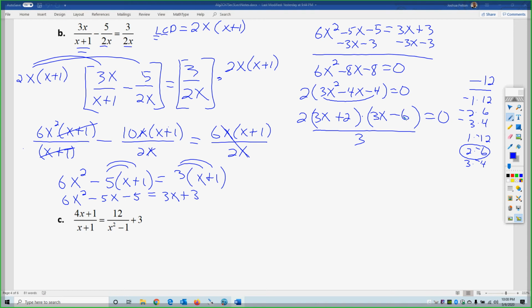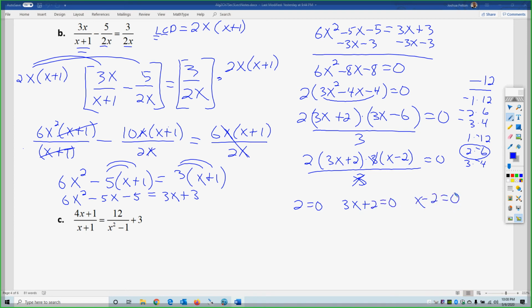So the second term, 3x minus 6, has a 3 in common. So that leaves me with x minus 2 when I factor out the 3, which cancels with the bottom, which is what we want. Okay, so 2 equals 0, 3x plus 2 equals 0, and x minus 2 equals 0, which means if I add the 2, x is equal to 2, minus the 2, 3x is negative 2, or x is negative 2/3.